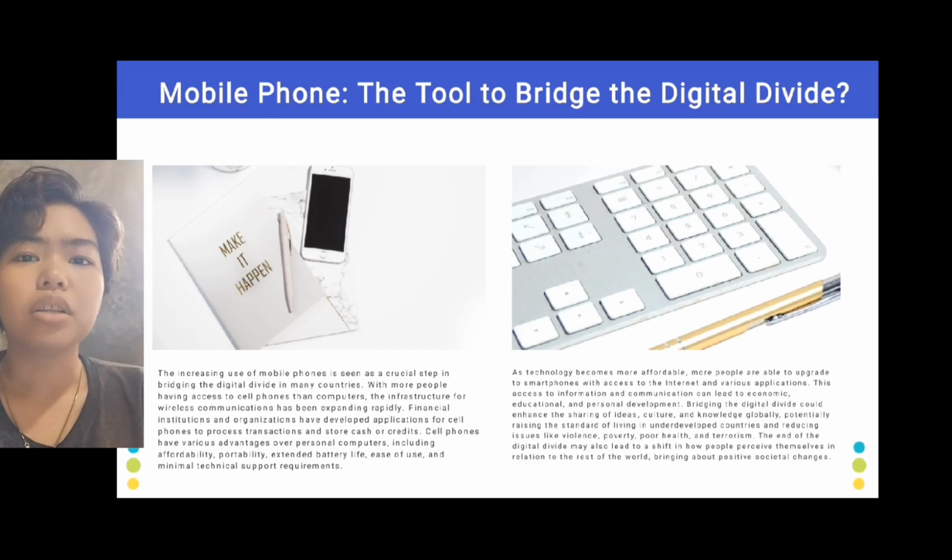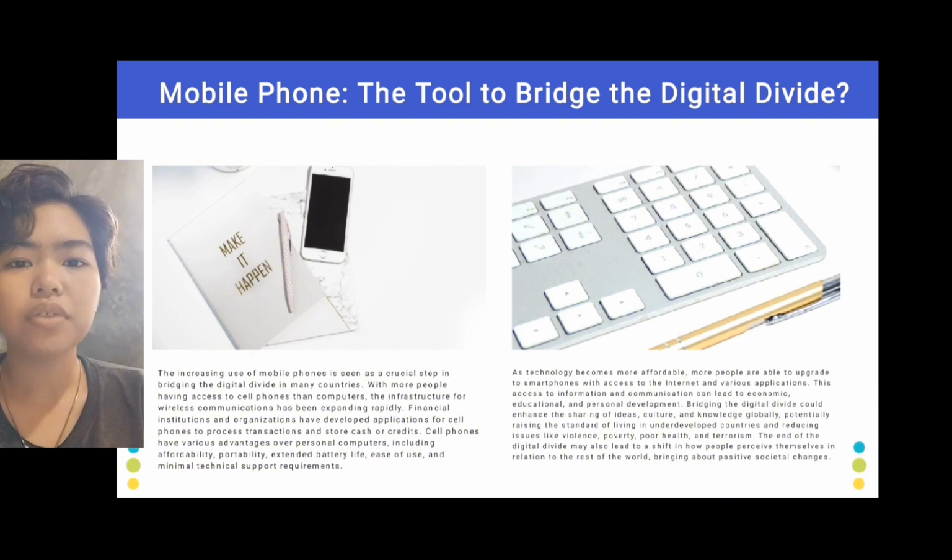Mobile phone, the tool to bridge the digital divide. Increasing use of mobile phones is seen as a crucial step in bridging the digital divide in many countries. With more people having access to cell phones than computers, the infrastructure of wireless communications has been expanded rapidly. Financial institutions and organizations have developed applications for cell phones to process transactions and store cash or credits.